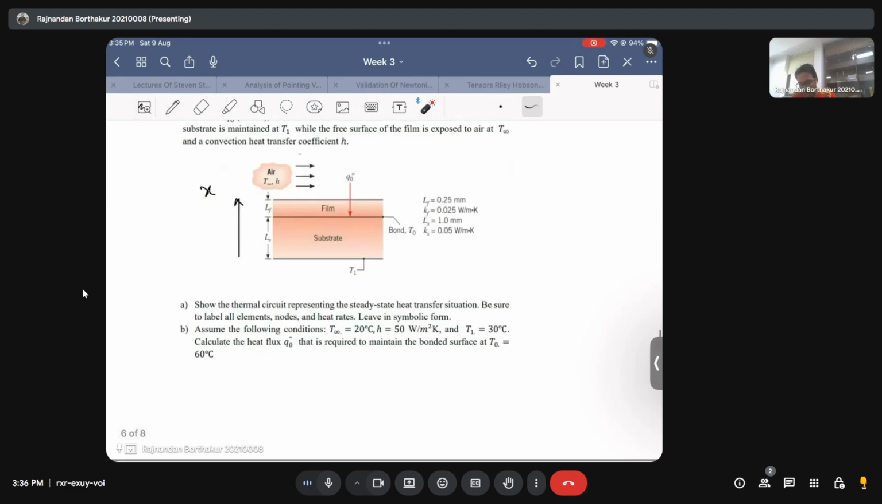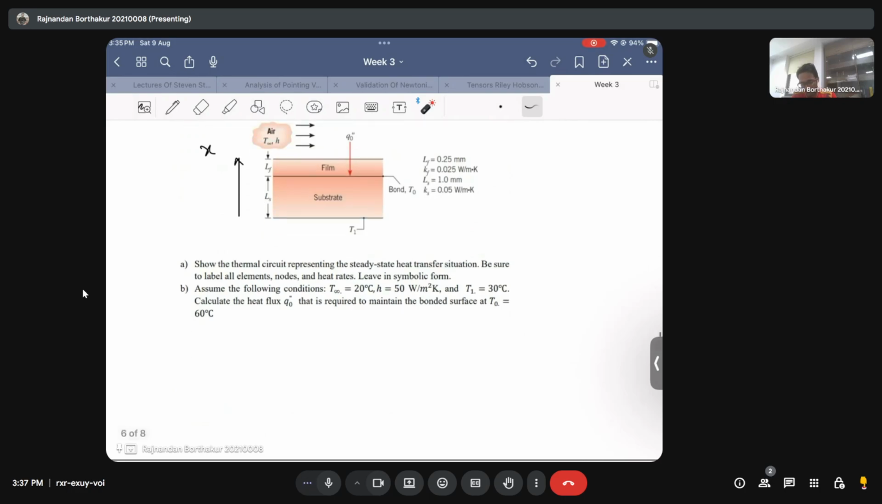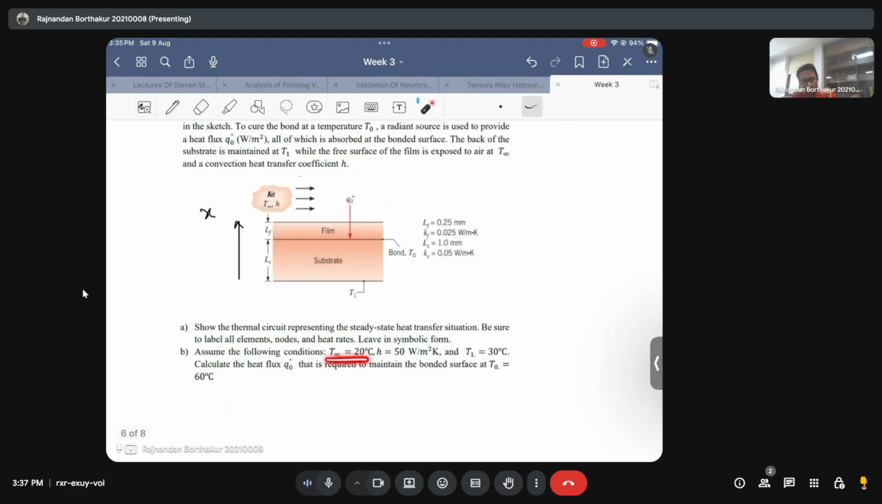What they're asking us is that first of all you need to show the resistance circuit representing this steady state scenario of this system. And then, given that your T infinity is 20 degrees Celsius, that is the temperature of the ambient air, your heat transfer coefficient to be 50, and the lower half of the substrate to be at 30 degrees Celsius, you need to calculate the value of q naught double prime. That is how much energy is basically required to strengthen this bond, is what the question is asking us.